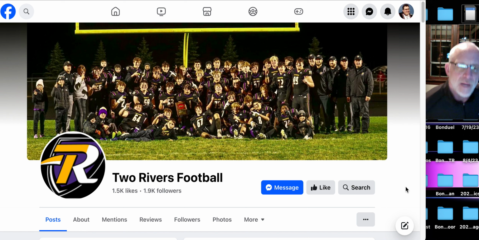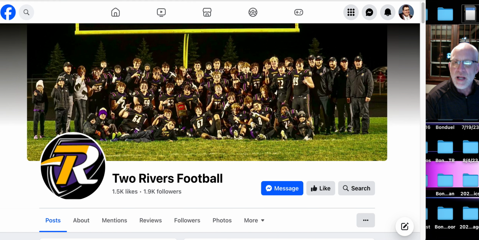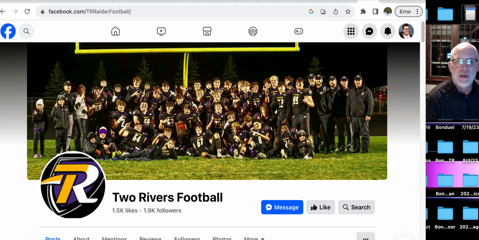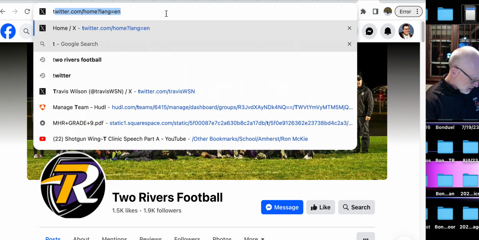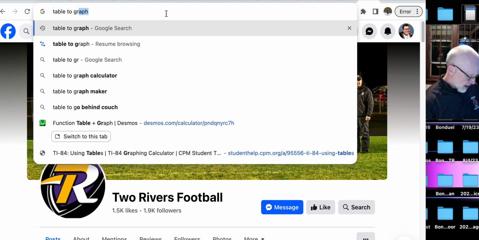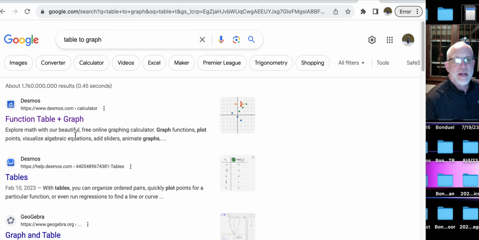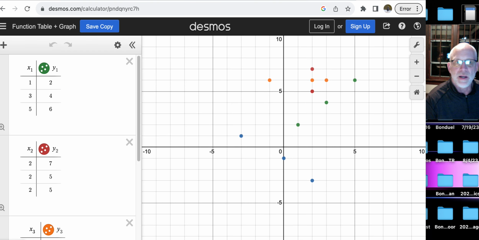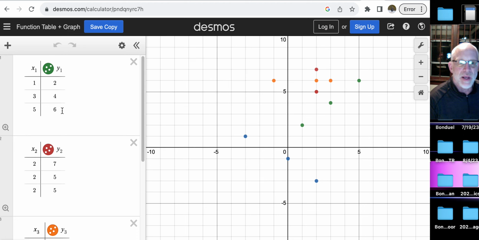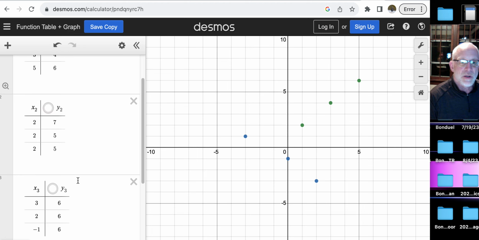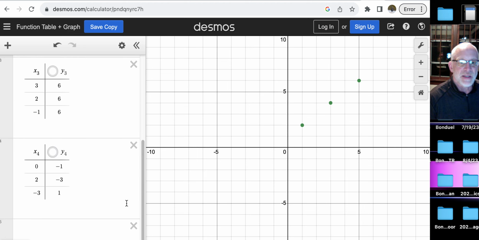Hey friends, we are talking about the four problems that we graphed yesterday, and I'm going to show you something pretty cool. I opened up a browser and typed in "table to graph", and I got this Desmos function table and graph. This is beautiful. You enter your x values and your y values, and it automatically drops the points on. You can turn them on and off based on color.